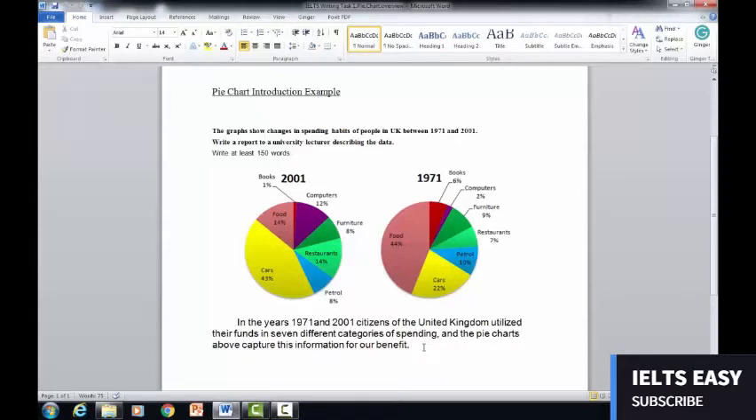Let's look at 1971, and we say, well, what was bought the least? Computers, right, at 2%. What was bought the most? Food, right? In 1971, food was bought the most at 44%. So that makes up our first sentence.